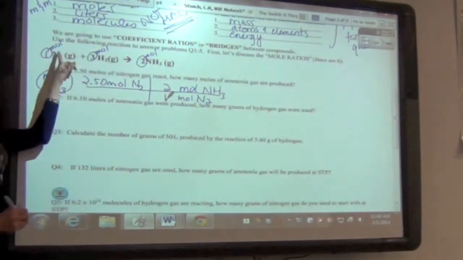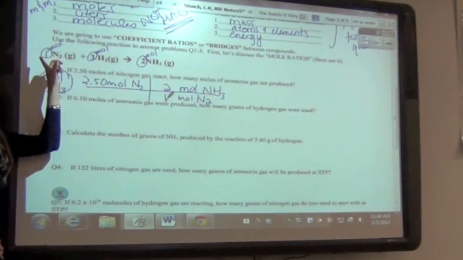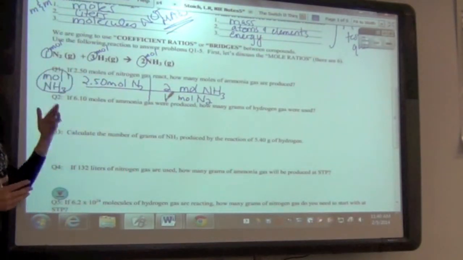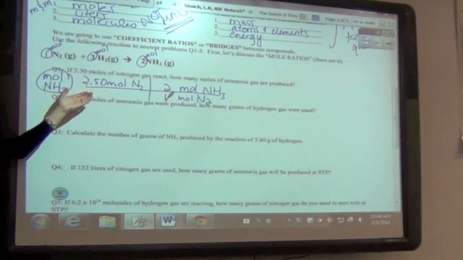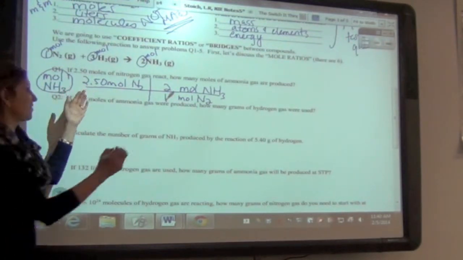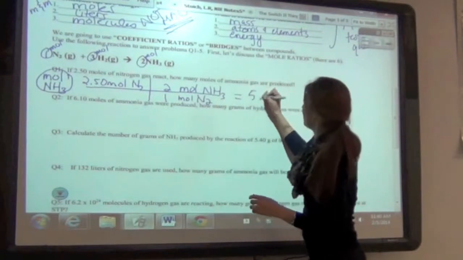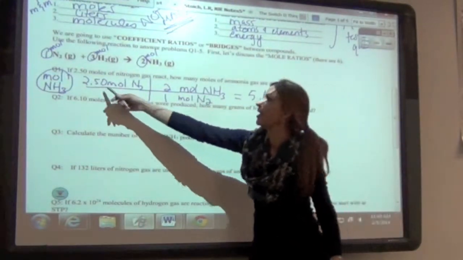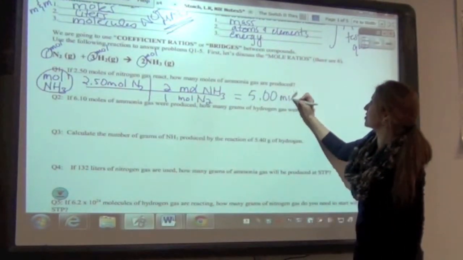Nice. If you don't have a balanced equation, you can't do this. It's a ratio. So now, what's the answer then? 5.00. Awesome. Because it's 3 sig figs right there, it's going to be 5.00 moles.